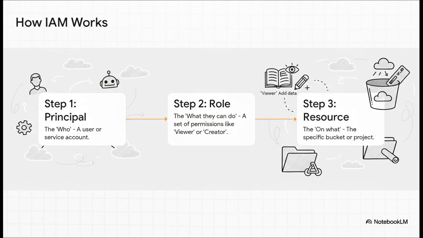First, you've got the principal. That's the who. It could be a person, like you, or a coworker, or even an automated program. Second, you give them a role. That's the what they can do. For example, a viewer role lets them look but not touch, while a creator can add new stuff. And finally, you apply that role to a resource, which is the on what. That could be your entire project, or you could get super specific and apply it to just a single bucket. It's just like giving someone a keycard that only unlocks certain doors in the building.